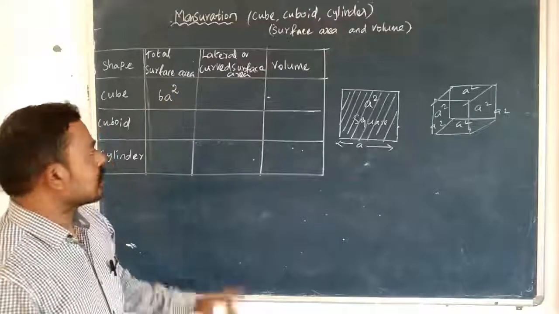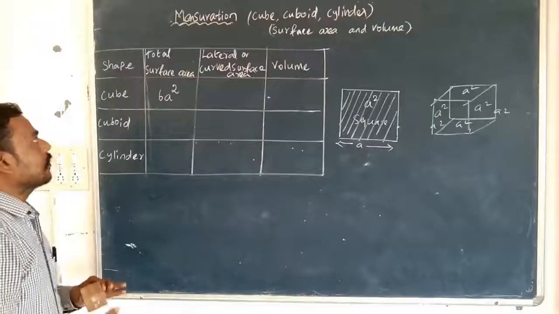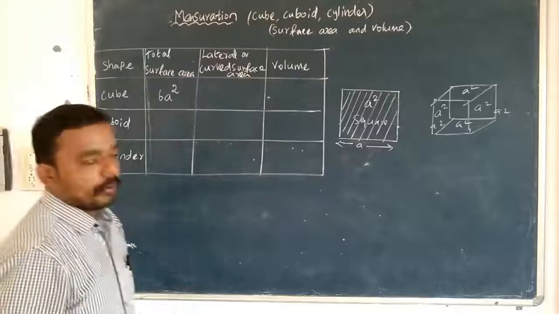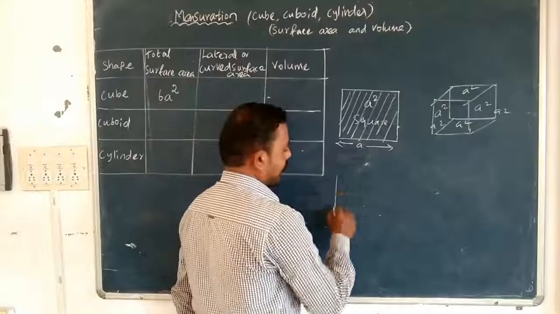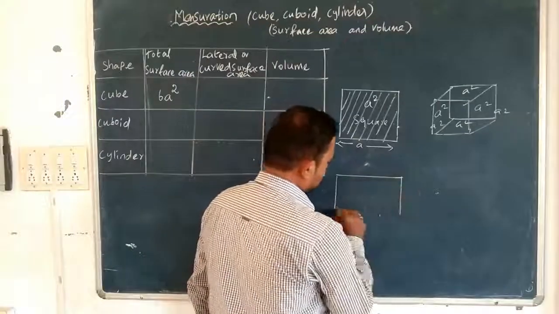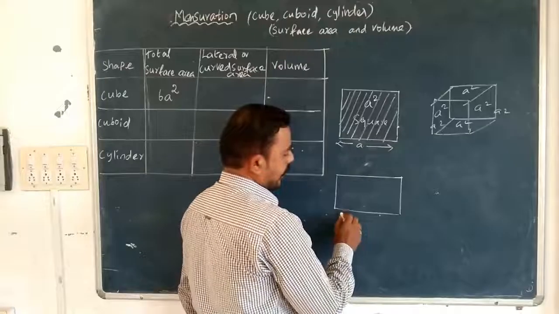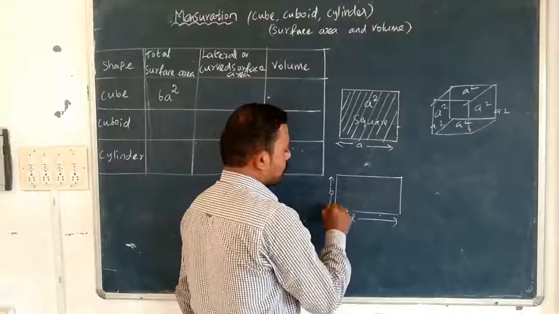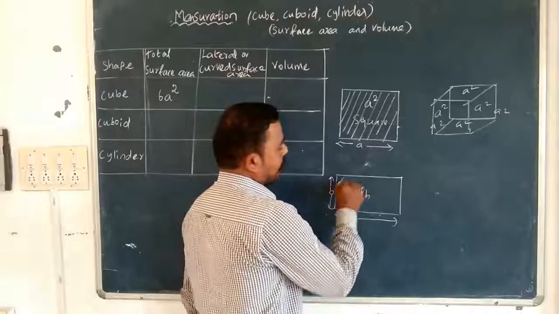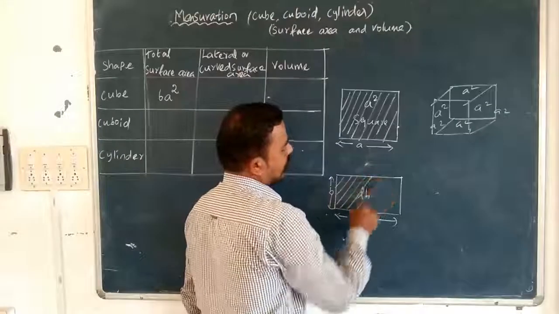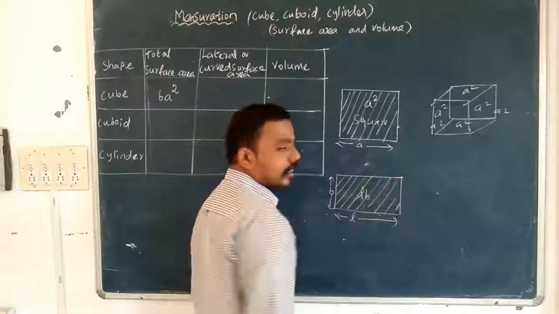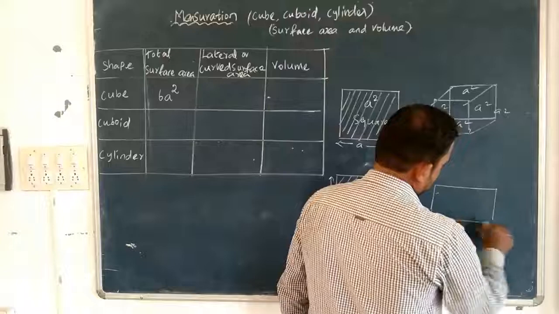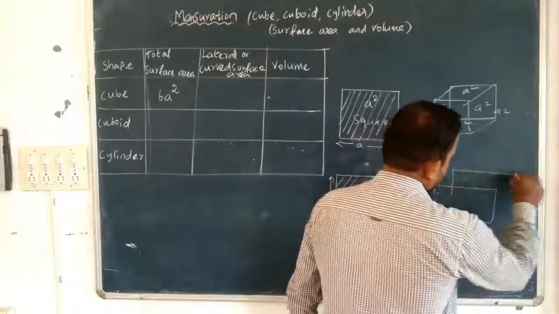Right. Next, we need to study the total surface area of the cuboid, starting from the rectangle. Suppose you have a rectangle. The length of the rectangle is L and this one is the breadth B. Now the area is L into B. In the same way, this one is a cuboid.